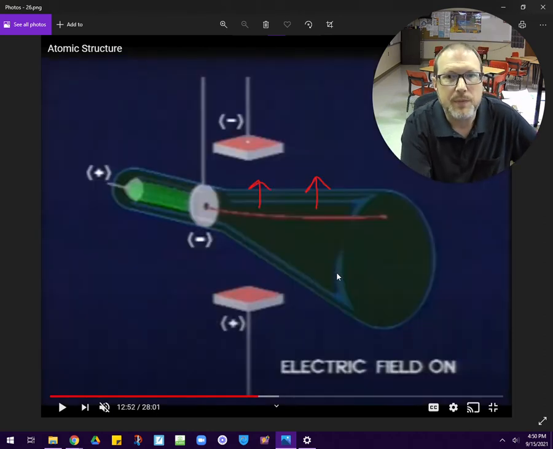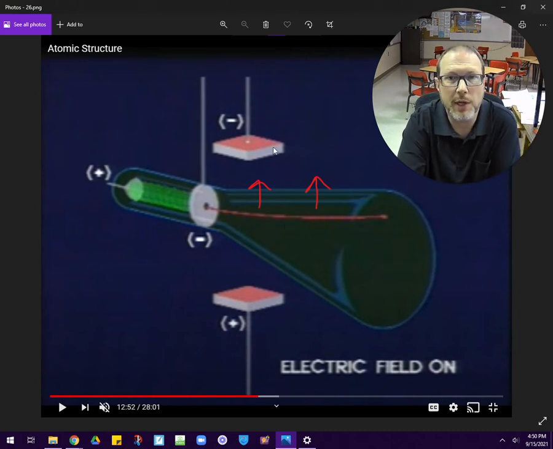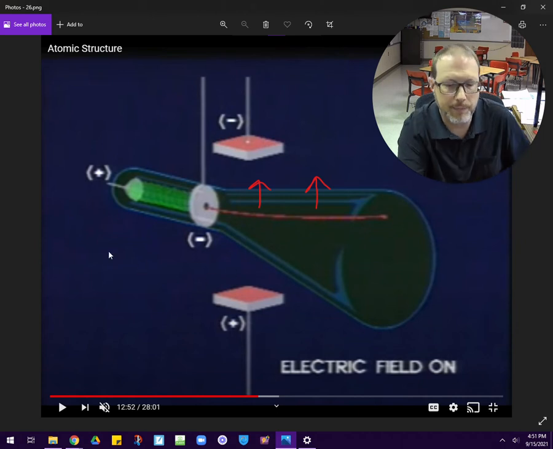Goldstein did the same kind of thing that Thompson had done. He started playing around with magnetic fields, and he found, like he expected, that these canal rays were drawn to the negative point, or the negative plate on a magnetic field like that.